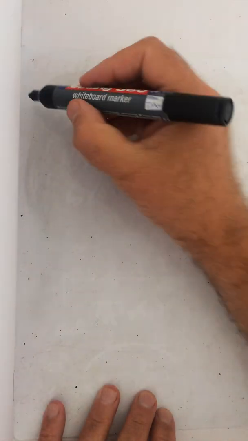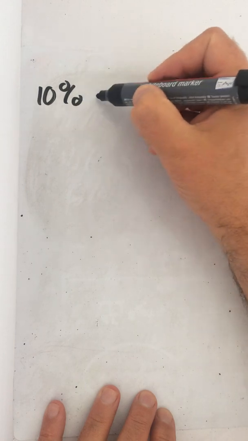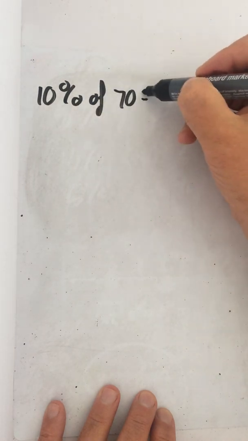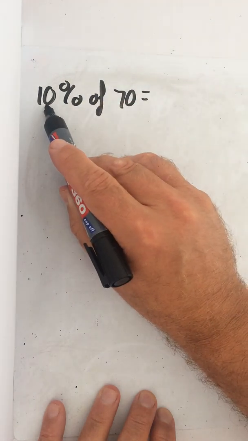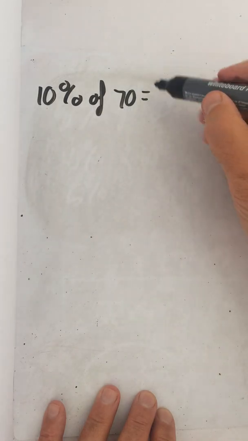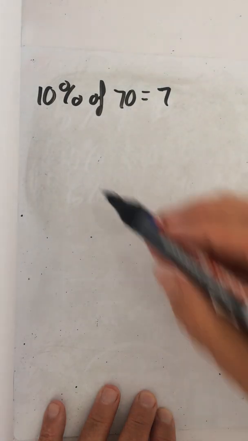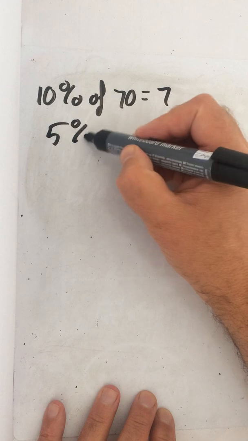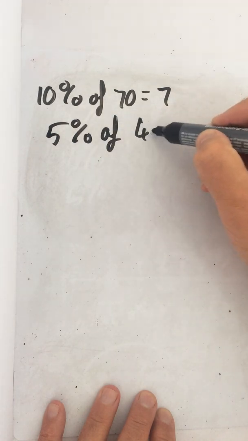Right, so let's have a little look. So the first one, 10% of 70. That will obviously equal, so to find 10% we divide by 10, 70 divided by 10, 7.